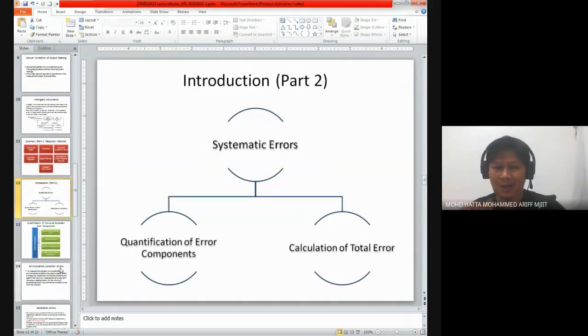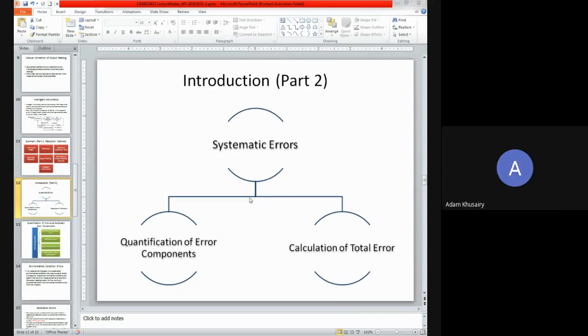Right, now we move on to our second part, and I believe we can finish our class at 3 today. Hooray!